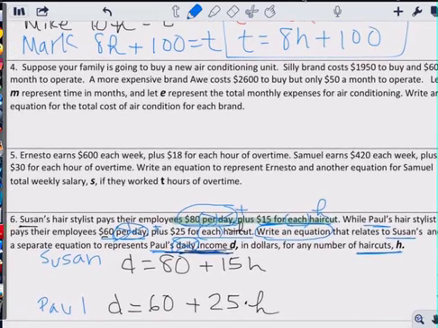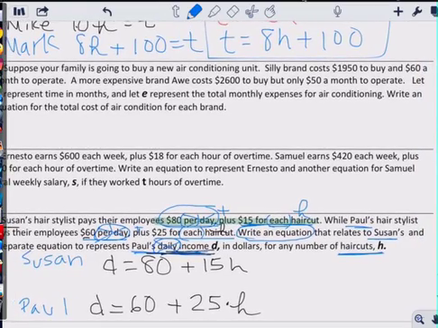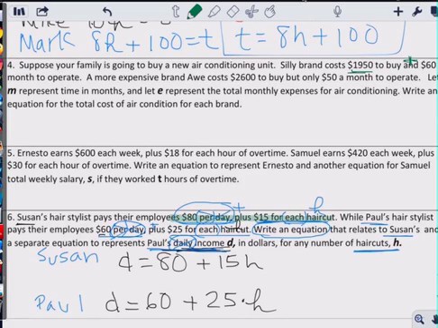Suppose your family is going to buy a new air conditioner. Silly brand costs $1,950 to buy, and typically means plus in math when it comes to money, $60 a month. A month is the same as each month, so that means times 60, times the number of months to operate. A more expensive brand costs $2,600 to buy, but only $50 a month to operate.